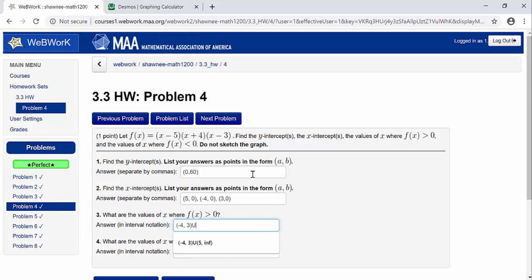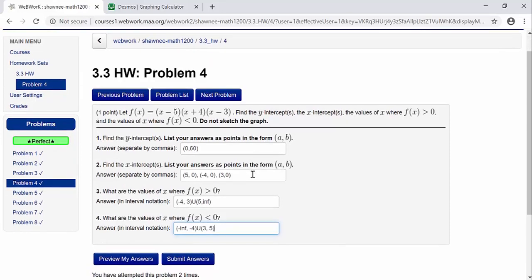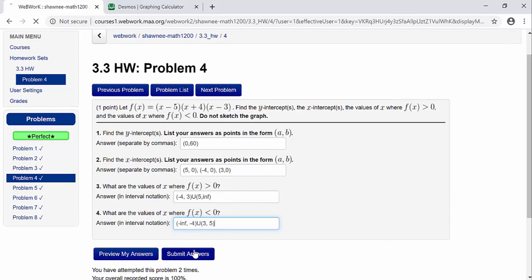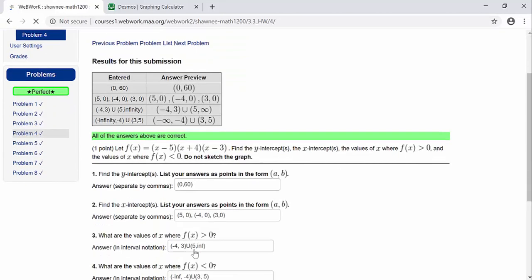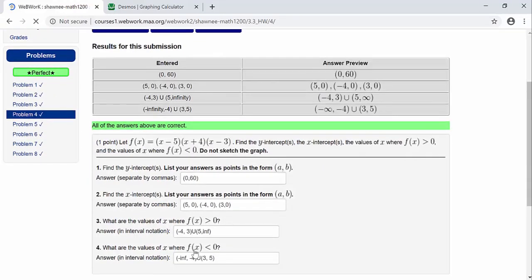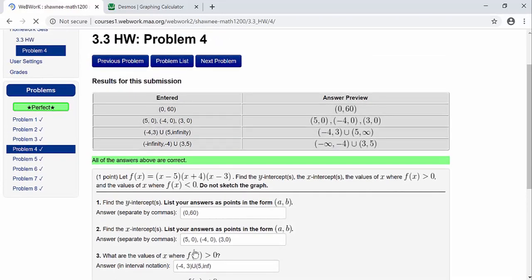union 5 to infinity. So I write INF for infinity. And conversely, the function is below the x-axis from -infinity to -4, union 3 to 5. All right, we got the correct answers. Now let's move on to problem number 5.